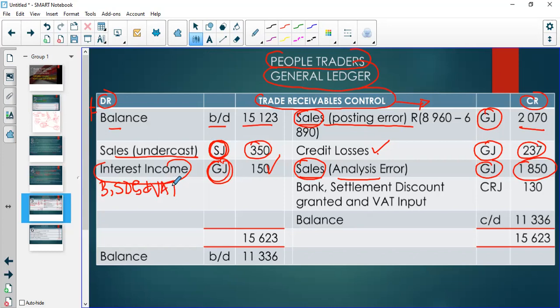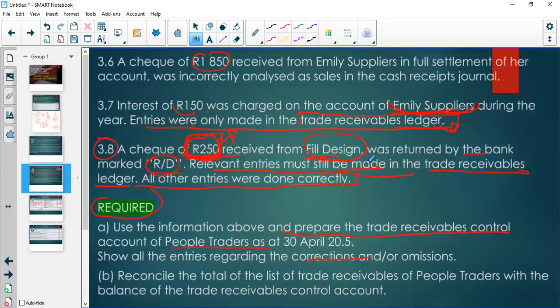What is that? VAT input. Right, that is what we would do. Why would we do that? We would do that because we are reversing the original entry. Remember, when we receive money, we debit bank. But now we say, no, that money was actually not received. So you have to credit the bank and reinstate the indebtedness of the debtor. But the question here says that only in the trade receivables ledger, so we won't put it in the trade receivables control. In the trade receivables ledger means in the individual account.